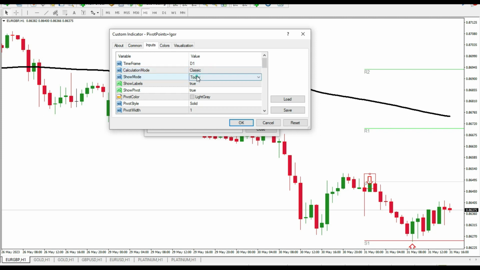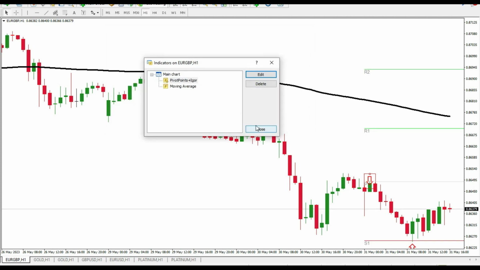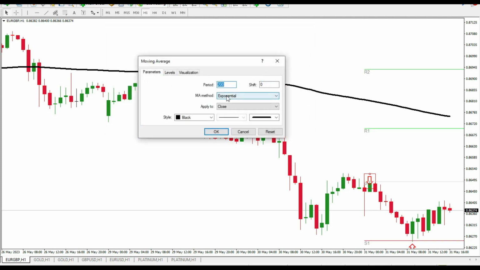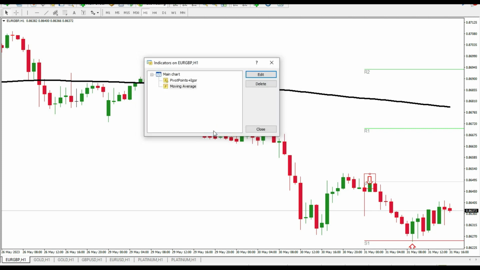Show mode today means that you want to see only the levels for today. It's important for today. You don't want to see the levels for yesterday, the day before, etc. However, if you want to see historical levels or pivot points, you can just check the option and use the historical levels. The rest is simple, just the colors on your chart. And the next is the moving average. You can use exponential 200, or you can use simple. You can see there is a slight difference.